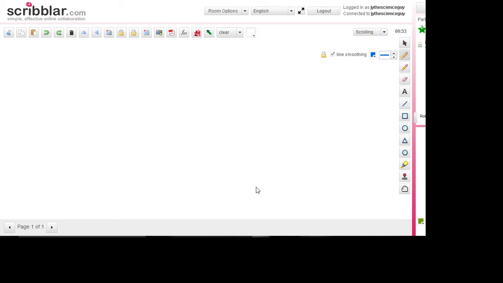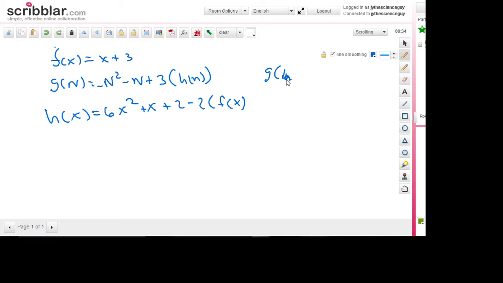Okay, so what's the question asking us? Find g of n if g of f is equal to negative 7. Okay, so tell me the first step. Plug it into the f of x. What do you get? We got negative 7 plus 3, so that's negative 4.